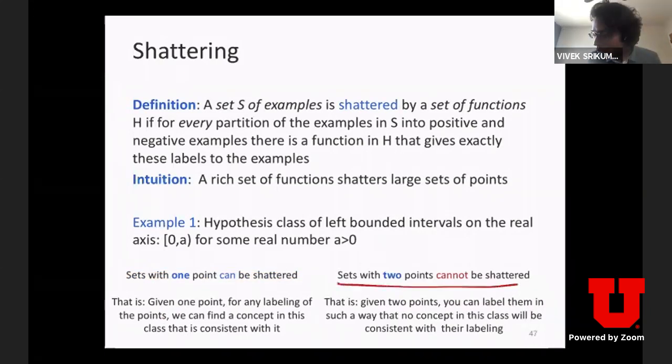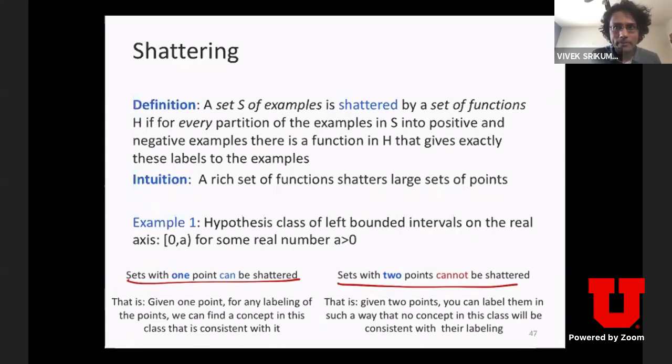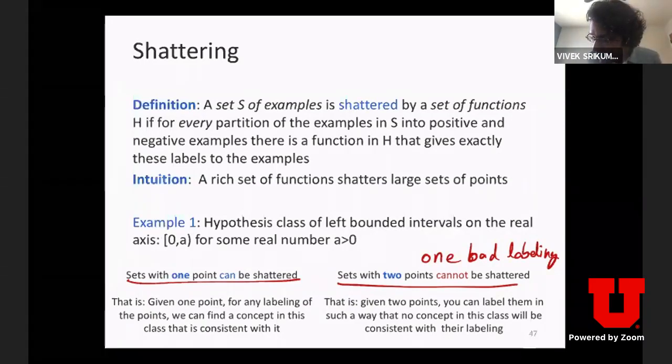Any set with 2 points cannot be shattered. Why? Because given 2 points, you can always label them in such a way that no function in the concept class will correctly classify it. So all you need is just one bad labeling to declare that the set cannot be shattered. And to show that it can be shattered, we need to consider every possible labeling.